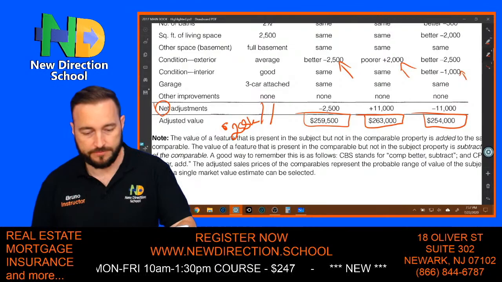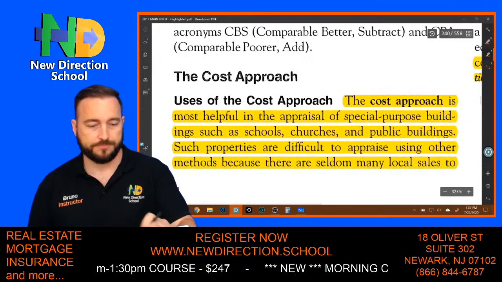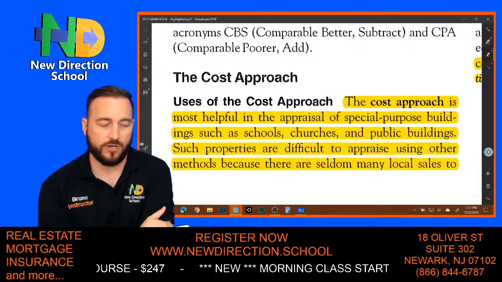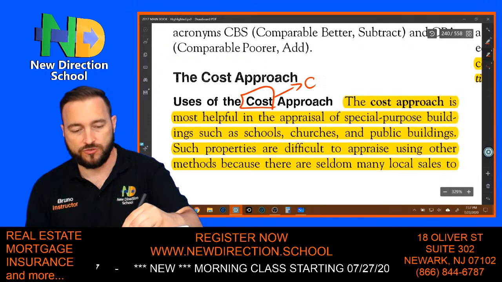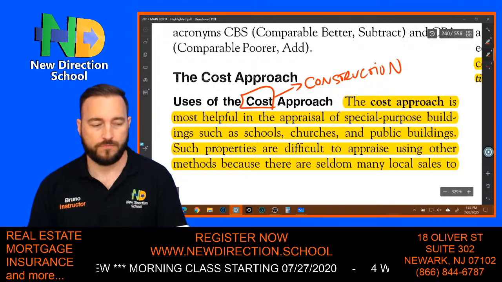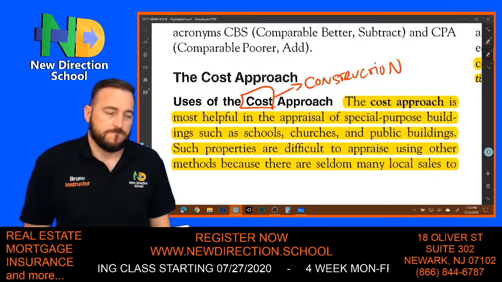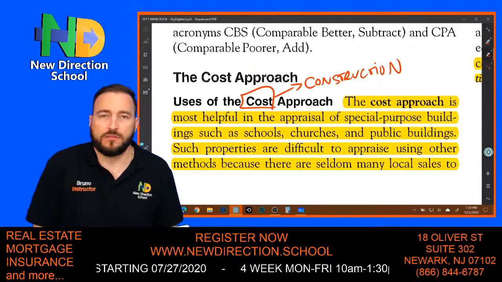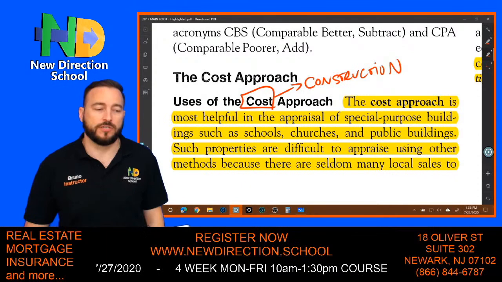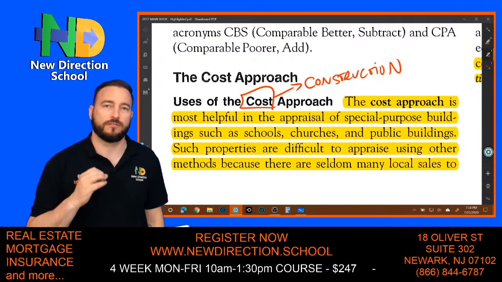Next, we have the cost approach. Now, when we're talking about the cost approach, we already said what cost was, right? Cost, we're talking about construction. So if we're talking about construction, does this include land? Do we build land? We don't. So the cost to construct is different from land purchase. Something to keep in mind. The cost approach is construction.